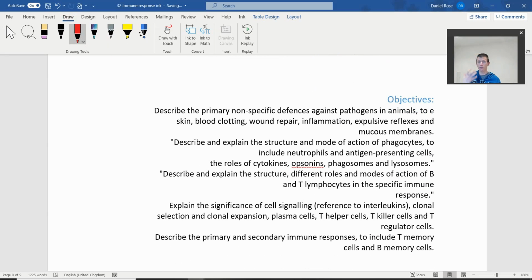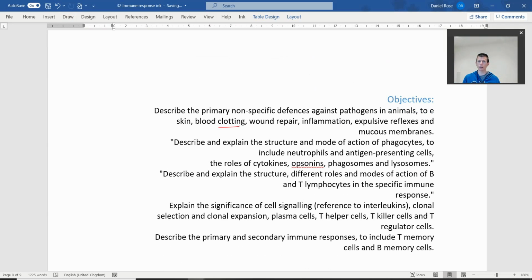It's really important that when you're revising and using your objective sheets, as we asked, that you look at every word actually given. So we're talking about primary non-specific defences against pathogens, blood clotting, wound repair, expulsive reflexes, mucous membranes. So these are things that can form part of answers as well. Explain the structure and mode of action of phagocytes, including neutrophils and antigen-presenting cells. Roles of cytokines, opsonins, and phagocytomes and lysosomes.